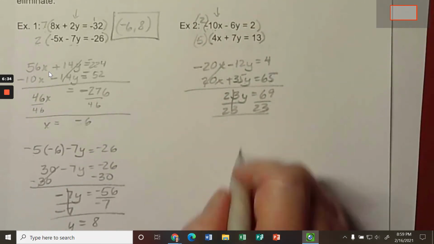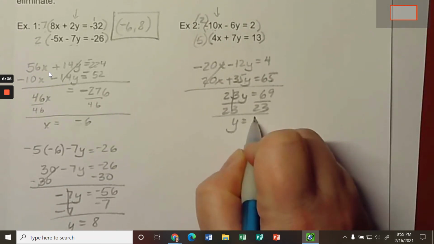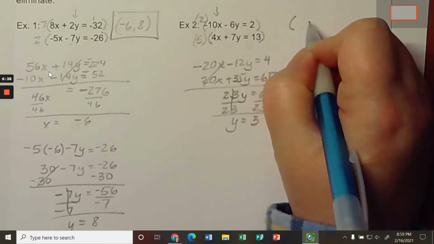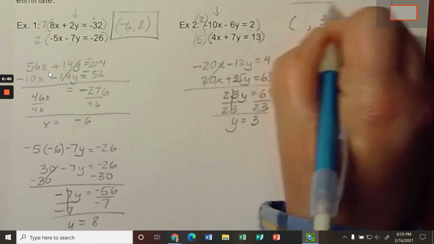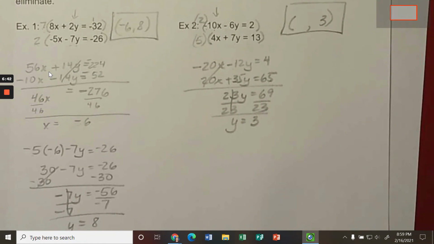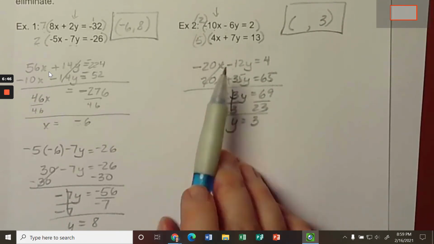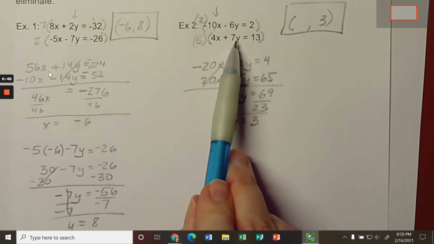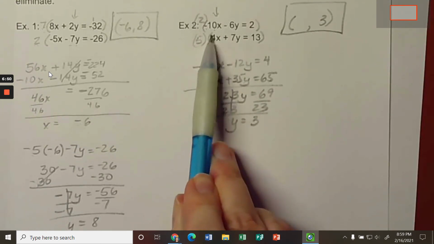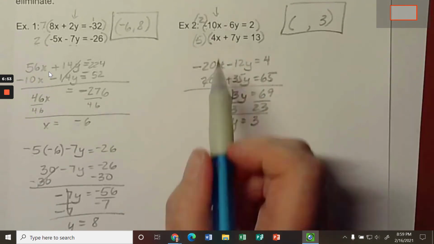23 divided by 23 is 1, so I have 1y equals 3. So we know our y variable is 3. And then once we have that, we can substitute that into either equation. It doesn't matter which one you sub it into. These are all positive, so I'll just use these.